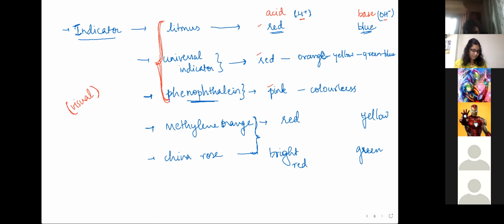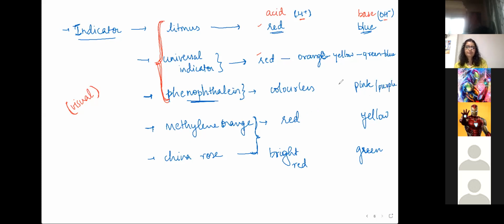But pink purple if it is basic. So it's the other way around. I can just correct it. So it's colorless in acid. And so it's like a really dark pink color in base, almost purplish.